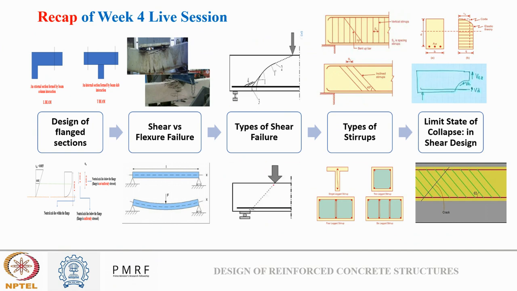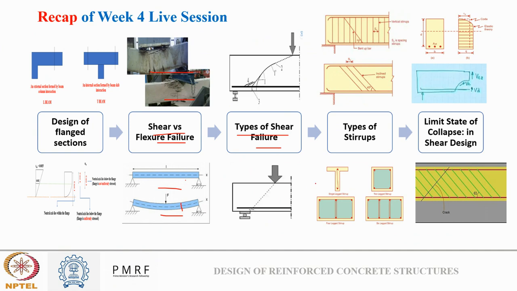Then we started our discussion on shear failure, wherein we first understood what is the difference between shear failure and flexure failure. The latter one we discussed first in the form of different kinds of failure under fracture loading, and later on we discussed about shear failure, in which this is how we first defined shear failure, how it is happening along the cross section, and then we saw different types of shear failure.